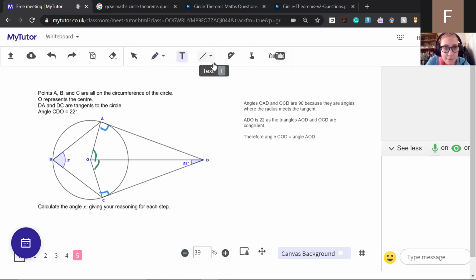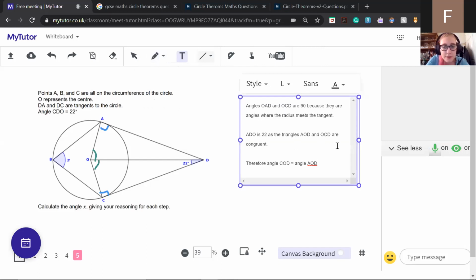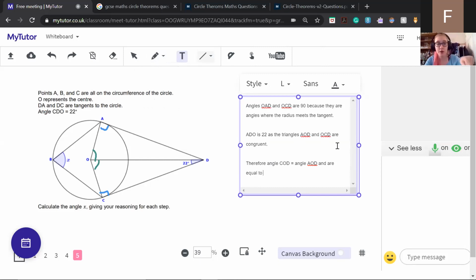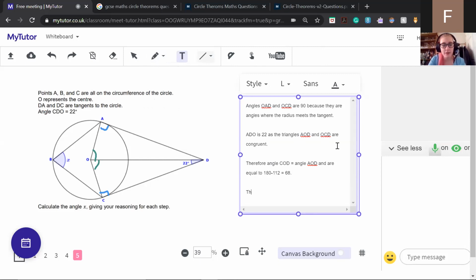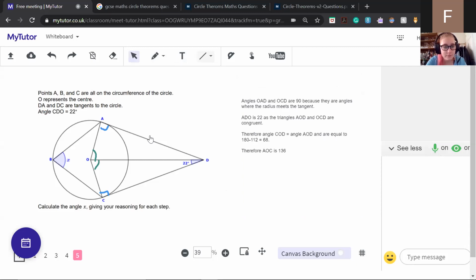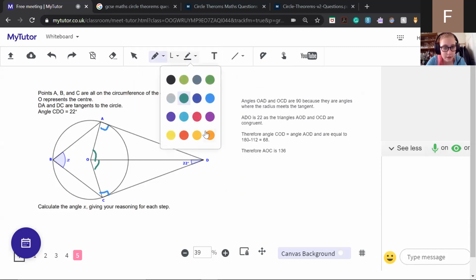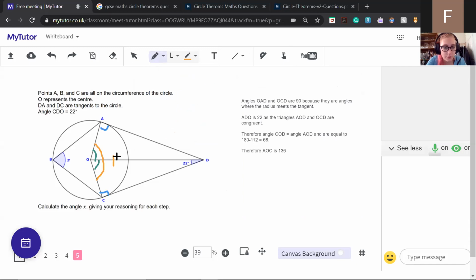I'm saying they're the same, and they're both going to be equal to, well, again, angles in a triangle, we've got a 90 and a 22, which makes 112. Subtract that from 180 is 68. Therefore, angle AOC, so that big angle there, is 136, I think. So that's what this big angle here is, 136.